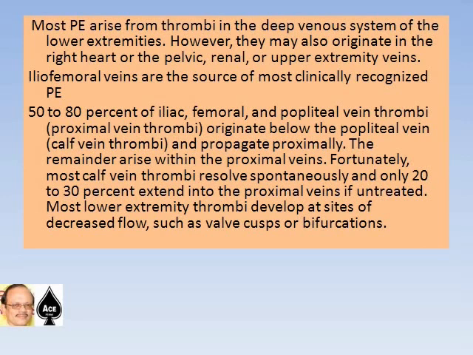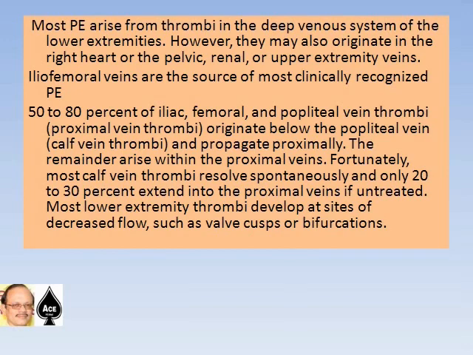50 to 80% of the iliac, femoral and popliteal vein thrombi, that is proximal vein thrombi, originate below the popliteal vein, that is calf vein thrombi, and propagate proximally. The remainder arise within the proximal veins. Fortunately, most calf vein thrombi resolve spontaneously and only 20 to 30% extend into the proximal veins if untreated.